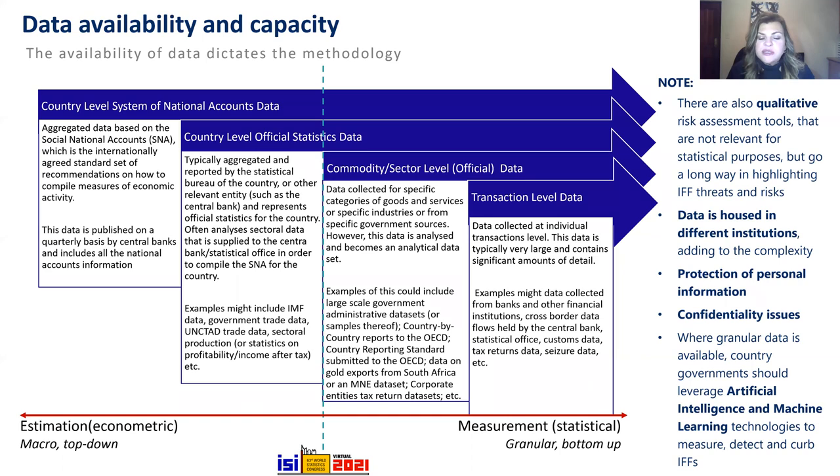The important thing to note is, as Boyan had highlighted, that there are a lot of national accounts type data, and those methodologies relate to estimation or econometric type macro top-down methodologies. However, for statistical measurement purposes, we are far more interested in granular bottom-up type methodologies that use transactions level data or administrative data. While there is a lot of quantitative data out there, we are measuring something that is hidden, so you still have to use methodologies with strong proxies and assumptions in them.